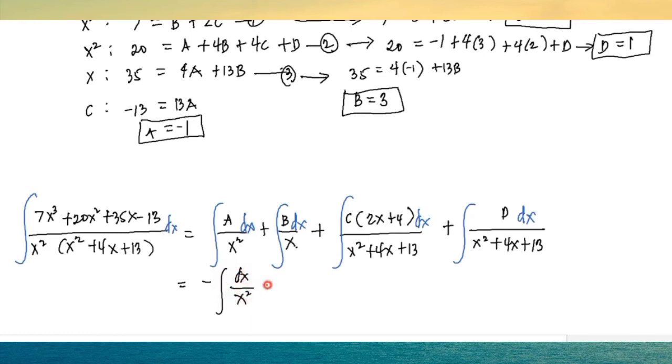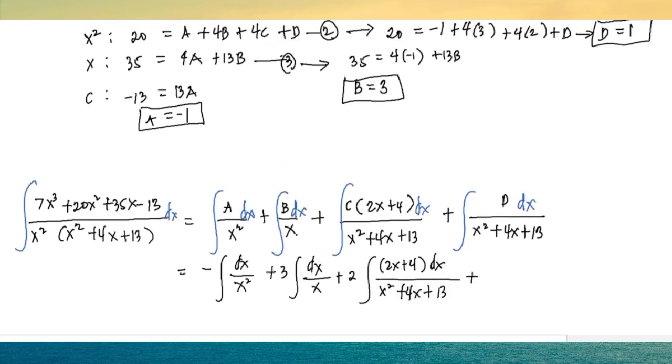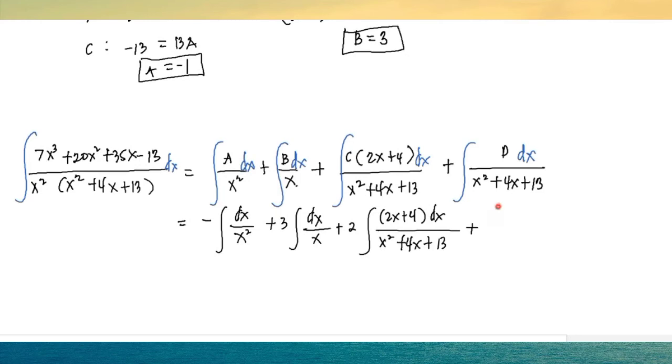B is positive 3, so that's plus 3 integral of dx over x. Your C is equal to positive 2, so we have plus 2 integral of 2x plus 4 dx over x squared plus 4x plus 13, plus D is positive 1, so that's integral of dx over x squared plus 4x plus 13.